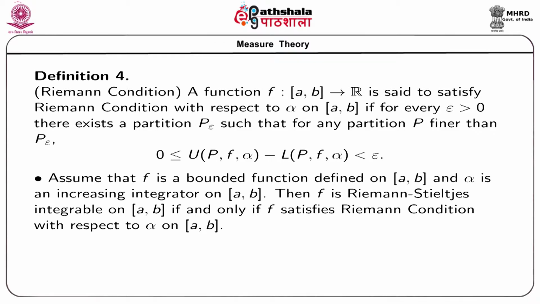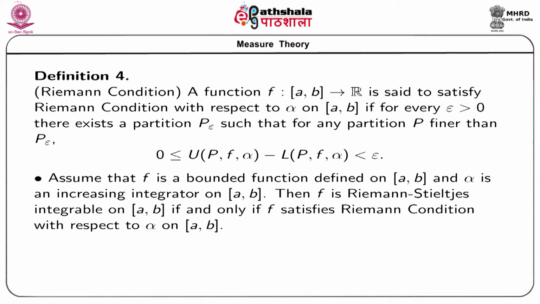Now, we are going to show that if f is a bounded function defined on closed interval a b and alpha is an increasing integrator on closed interval a b, then f is Riemann Stieltjes integrable on closed interval a b if and only if f satisfies the Riemann condition with respect to alpha on closed interval a b.